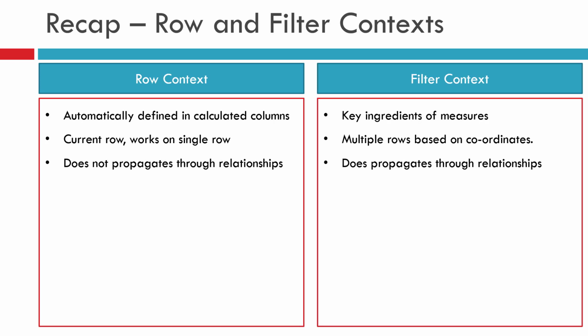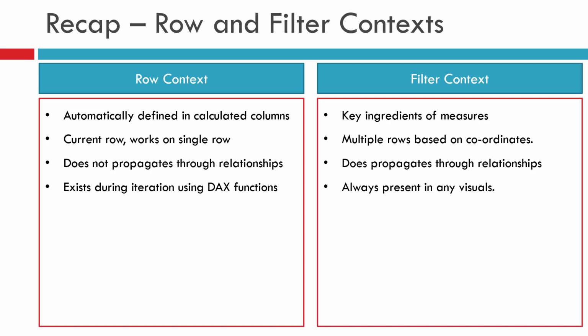Row context does not flow from one table to another table using relationships. You would need to use filter context if information needs to flow down from a lookup table to a fact table. Filter context always works in conjunction with relationships between tables. So the information will definitely flow from lookup tables to fact tables, but not vice versa. Measures created using iterator DAX functions use row context. All other DAX functions use filter context. And using nesting of iterator DAX functions, row context can also be used.